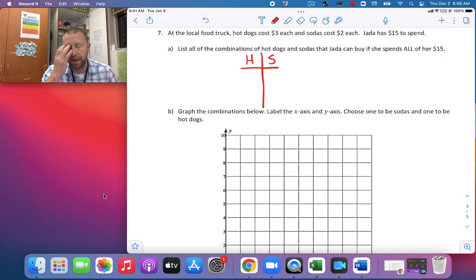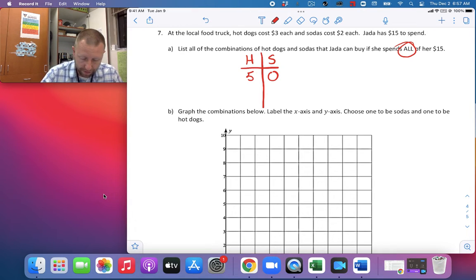I notice hot dogs cost $3. So she could get 5 hot dogs and not get any sodas, because 5 times 3 is 15, and then she just wouldn't have any money left for soda, right? Because sodas cost $2, she can't buy just sodas, right? She could buy 7 sodas because they cost $2 each. 7 times 2 is 14, but that's not spending all of her $15. So that doesn't work. So she has to buy a combination of all of these other ones. There's actually only 2 other points that work.